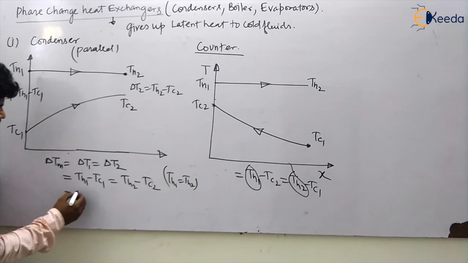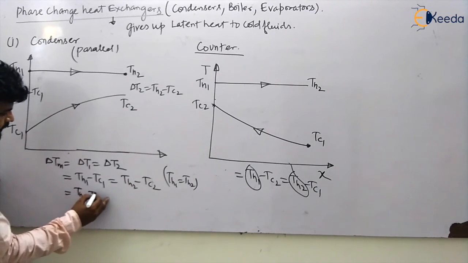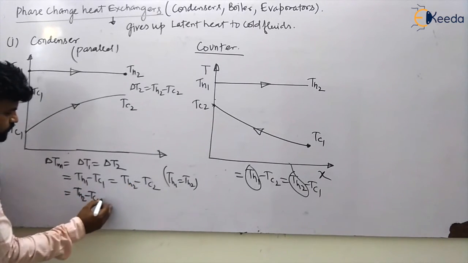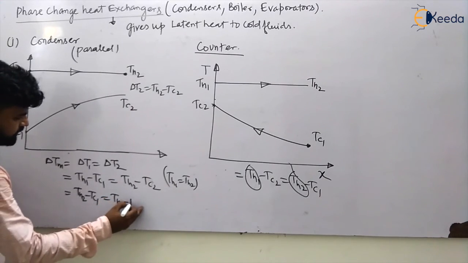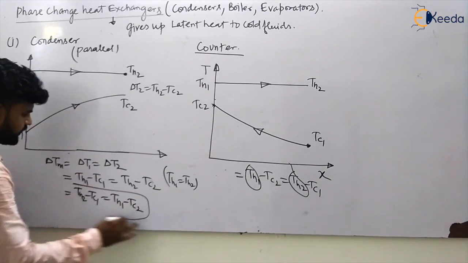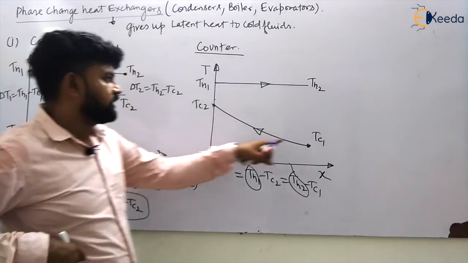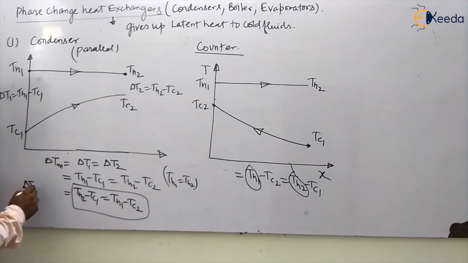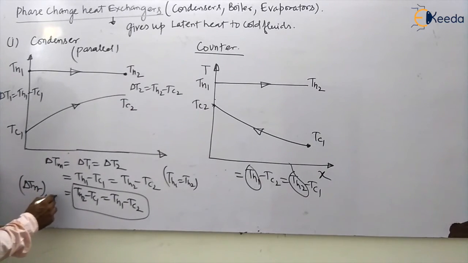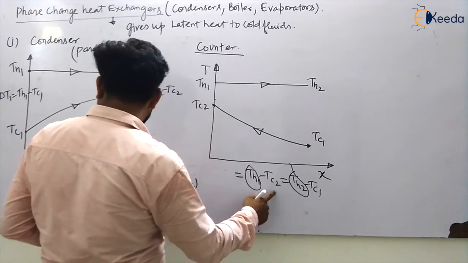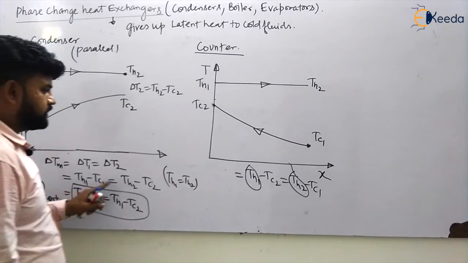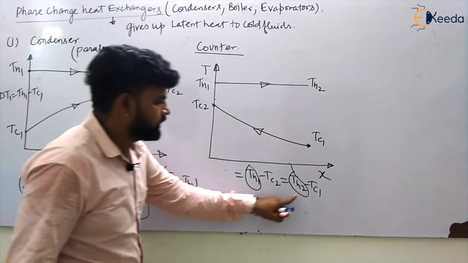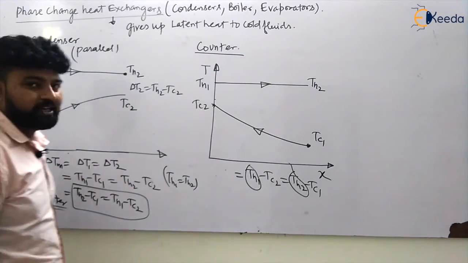In this parallel case, I can write TH2 minus TC1 because TH1 minus TC2 equals TH2 minus TC1, my dear students. And TH2 minus TC1 is for counter flow, that is delta Tm counter. Now if you see TH1 minus TC2 and TH2 minus TC1 in this case, what can we conclude?